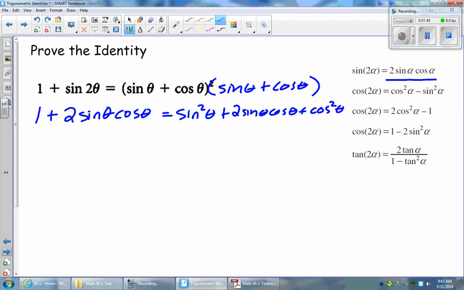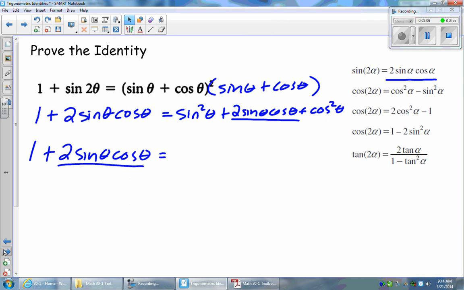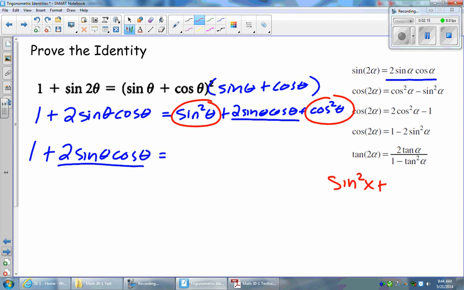Okay, so this is what I have so far. The left-hand side does look like it could just stay as is. There's not much I can do with it at the moment, but I could definitely collect like terms on the right-hand side. So what I see here actually is 2 sine theta cos theta that does match one of the terms on the left-hand side. But you can see here that sine squared theta and cos squared theta actually combine to make an identity, and that is the Pythagorean identity. So sine squared x plus cos squared x, that's always equal to 1. So that's a Pythagorean identity.